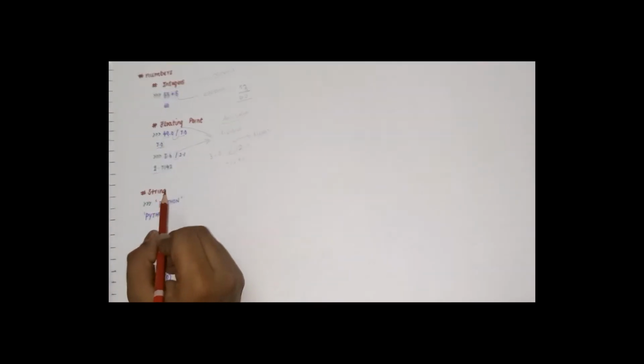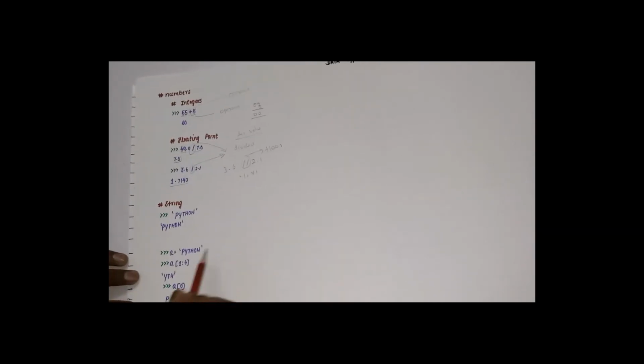The next data type is a string. As I told you, a string is a character or words or even a number enclosed within single or double quotes. A string is immutable. We cannot change the order, but we can slice it.